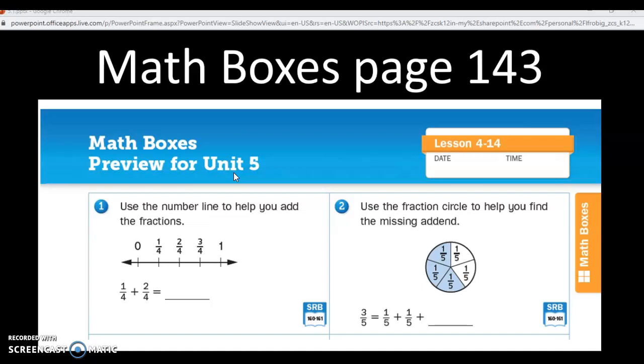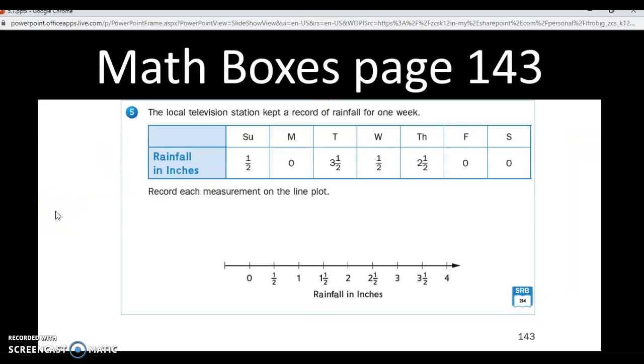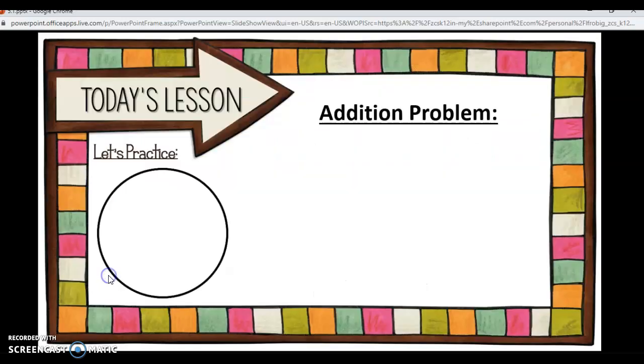Okay, so page 143, you had problems 1 and 2, and then 3 and 4 using your template. This is just the green template to use for a straight edge, and then using a plot graph where you plot the dots above here with the information for number 5. Hopefully that's complete. If not, pause now, complete it, and then start the video when Miss Borlick is ready for you to begin your lesson.